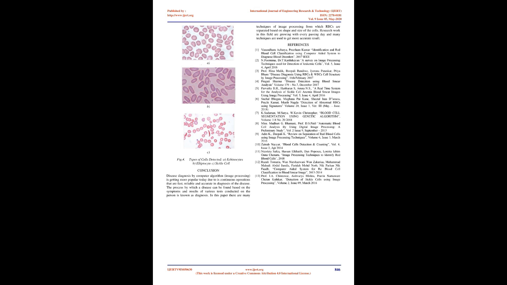Conclusion. Disease diagnosis by computer algorithm, image processing, is getting more popular today due to its continuous operations that are fast, reliable and accurate in diagnosis of the disease. The process by which a disease can be found based on the symptoms and results of various tests conducted on the person is known as diagnosis. In this paper there are many techniques of image processing from which RBCs are separated based on shape and size of the cells. Research work in this field are growing with every passing day and many techniques are used to get more accurate result.